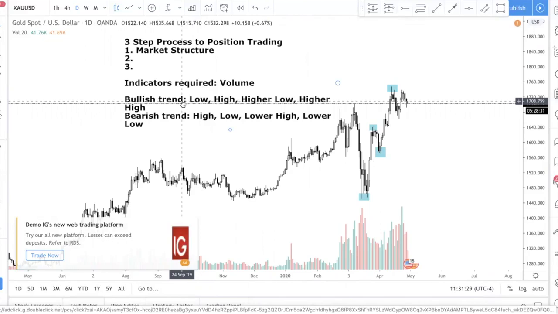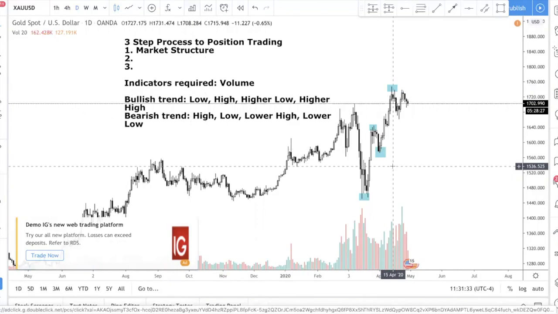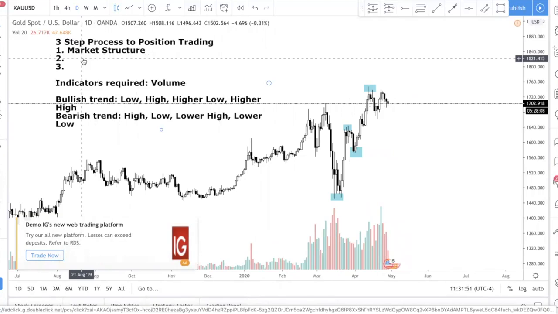Okay, so step number one is you want to identify the trend. If you are in a bullish market structure, you're in a bullish trend, then naturally you want to be buying. Okay, it's that simple. If you're in a bearish trend, then you want to be selling. If you're in consolidation, then you want to buy low and sell high. You want to buy the bridge. So the first step is market structure.